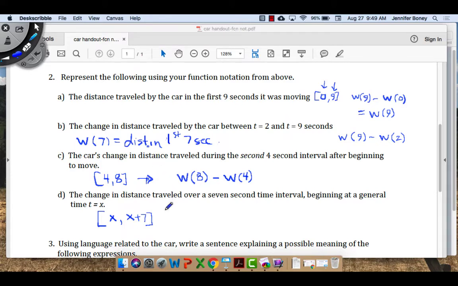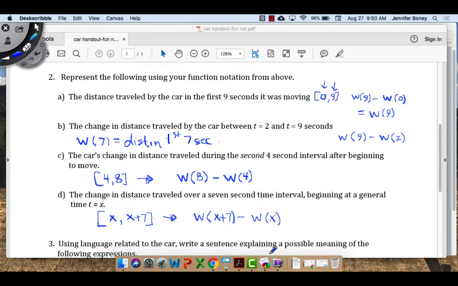So distance traveled, again, we could do it the same way. So if you notice, the problems are a little bit different from one another, but to find a change in distance, or how much the distance varies over a time interval, if you can describe that interval, then all you have to do is y final minus y initial, where the y value is described, instead of using the letter y, with function notation. So we've got W of x plus 7, right, minus W of x.